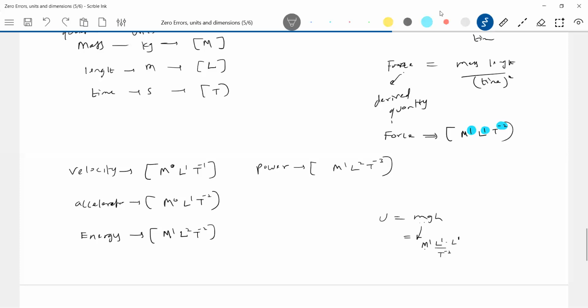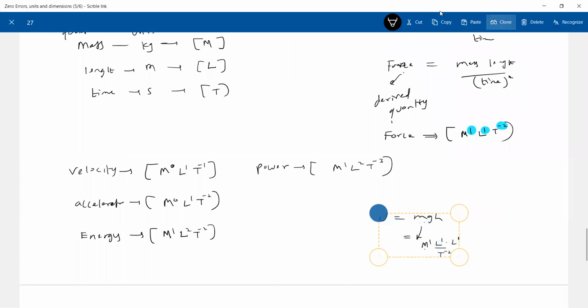So, not guessing. Go back to the basics. That particular physical quantity, how is it related to fundamental quantities? G is not a fundamental quantity. You have to express acceleration again in terms of fundamental quantities. Then you have to bring the dimensions.